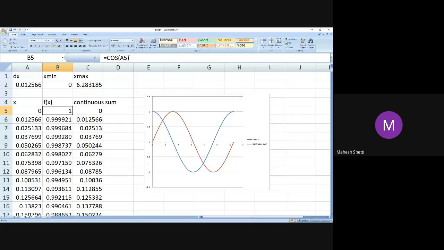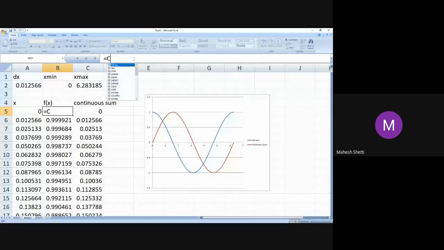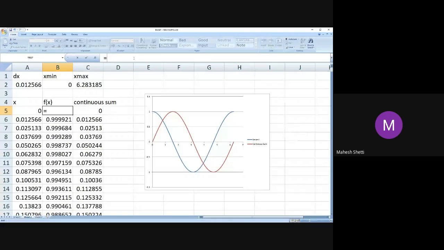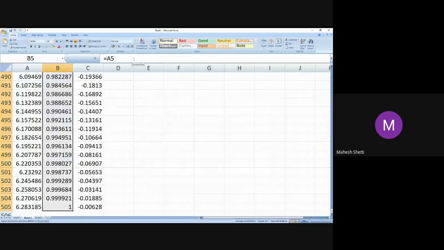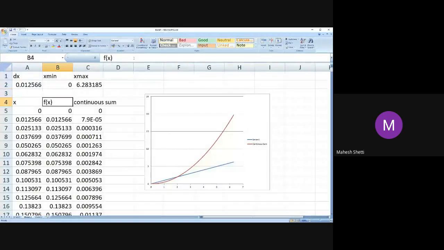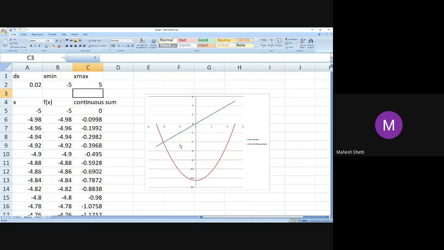Okay, so you can take even an x function. Suppose I take the function as x, which is, I just write E5. And you know the area under the curve is going to be a parabola. You see this continuous summation, the red curve is a parabolic curve. I may take the limit as say minus phi to plus phi, and you can clearly see that my original function is the blue one, which is a straight line. Area under the curve is a parabolic function. There is a shift of origin, and that shift of origin is happening mainly because it indicates the constant of integration.